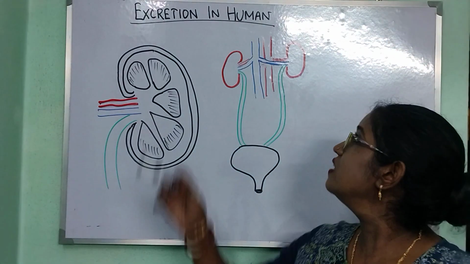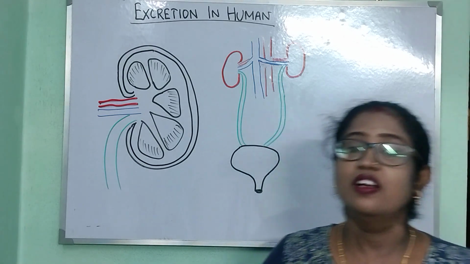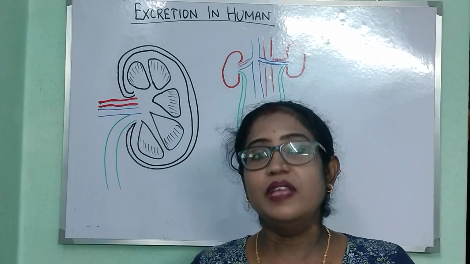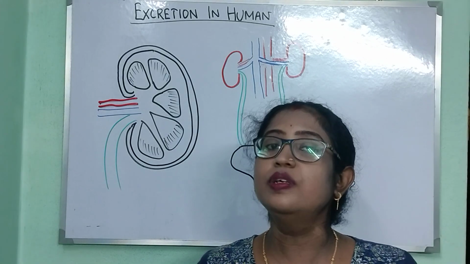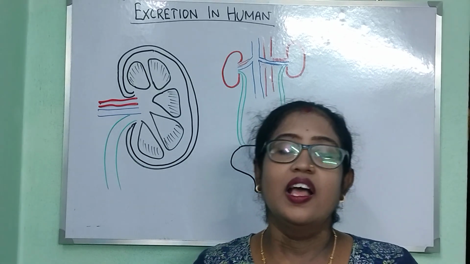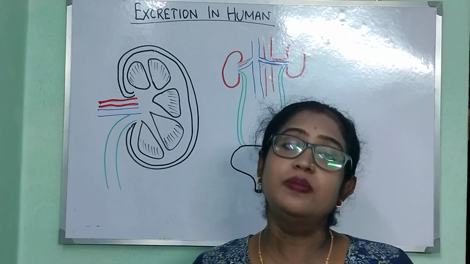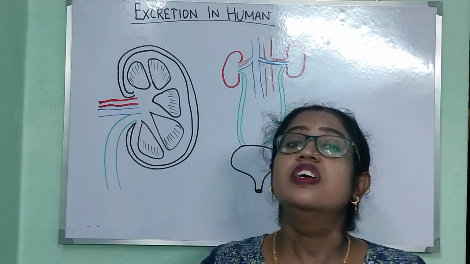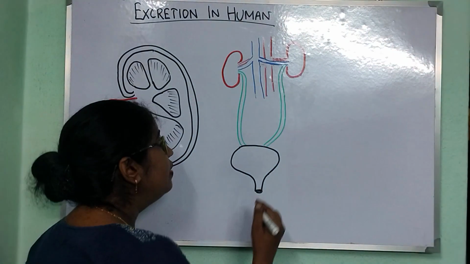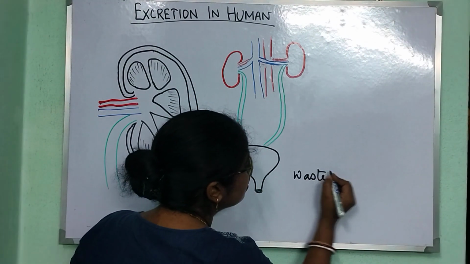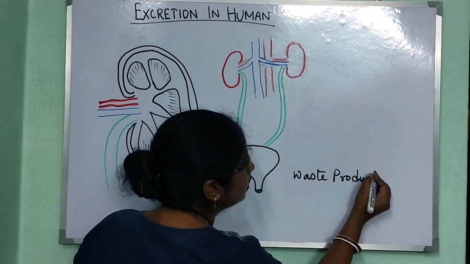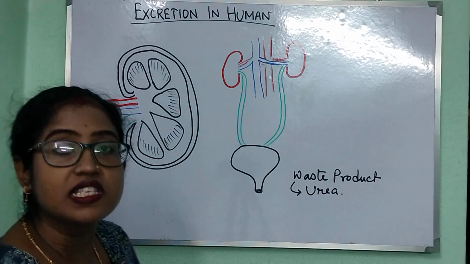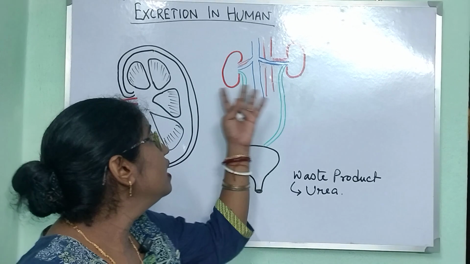In today's session our topic is excretion in human being. We learned in our previous session that the main excretory system in human body is the kidney, and the main excretory product that is excreted from the human body from the kidney is urea. So the main waste product in human is urea, and the main excretory organ in human body is the kidney.